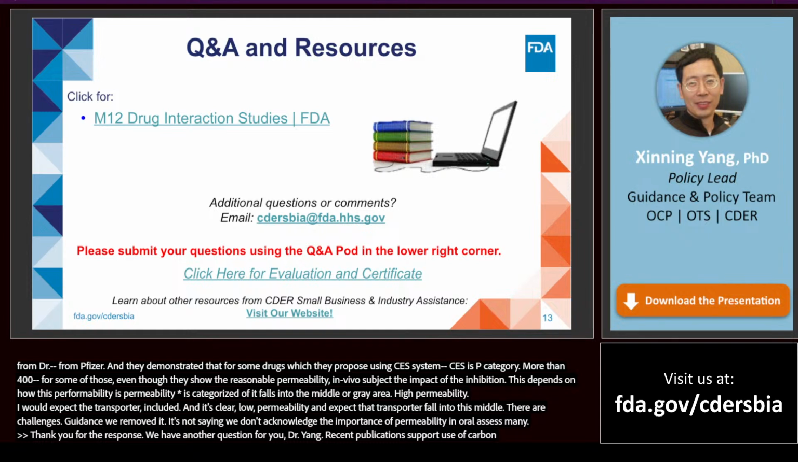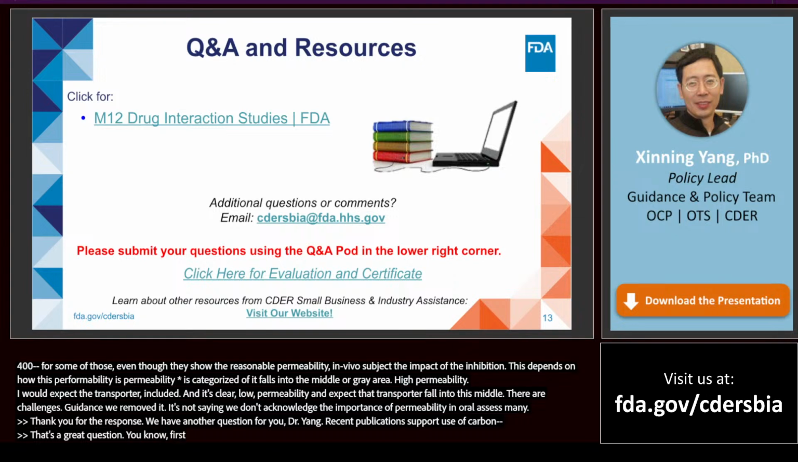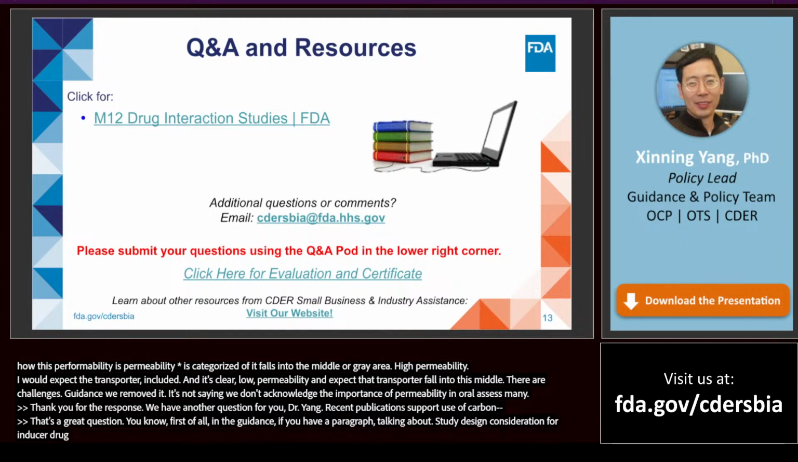Yeah, that's a great question. First of all, in the guidance, we have a paragraph talking about the study design considerations for inducer drugs. That's a general principle. So it comes down to the individual inducer drug. Use carbamazepine as an example.